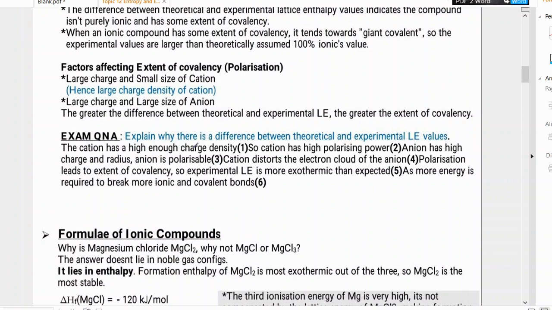So the cation has a high enough charge density, or you could say the cation has a high enough charge and a small enough ionic radius. So the cation has high polarizing power. The anion has high charge and high radius. So the anion is very polarizable, or sufficiently polarizable. The cation distorts the electron cloud of the anion, resulting in polarization. Distorted electron cloud.